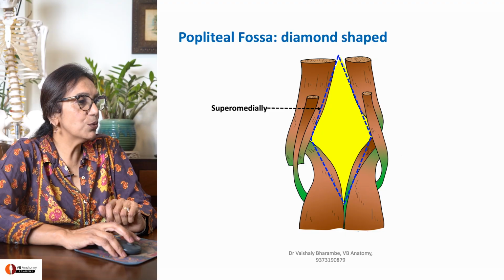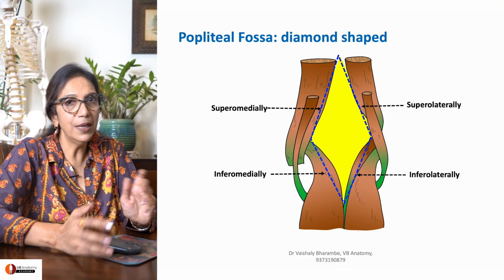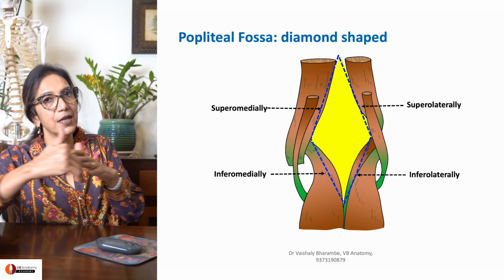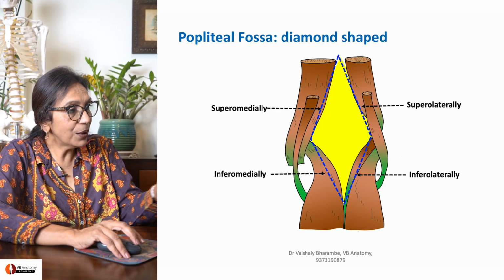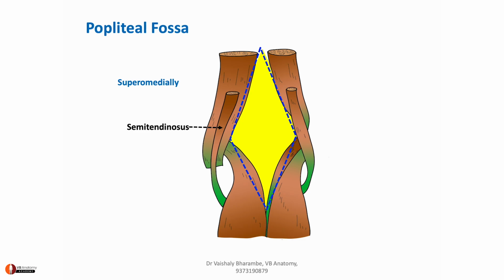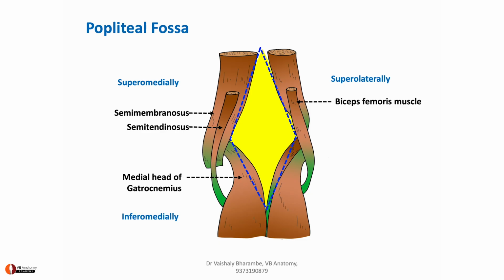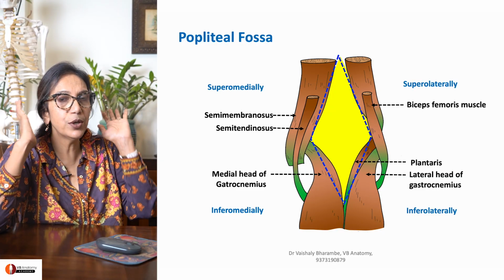Okay. So it has a superomedial boundary, superolateral, inferomedial, inferolateral. Inferior and medial, inferior and lateral. Right? So what are the muscles that are forming these boundaries? You can see the muscles on the screen. Let's identify them. Superomedially, it is semitendinosus and semimembranosus. Superolaterally, it is biceps femoris. Inferomedially, it is medial head of gastrocnemius. Inferolaterally, it is lateral head of gastrocnemius and the plantaris. Got it? So, 4 boundaries, muscles in place, put it in your brain.